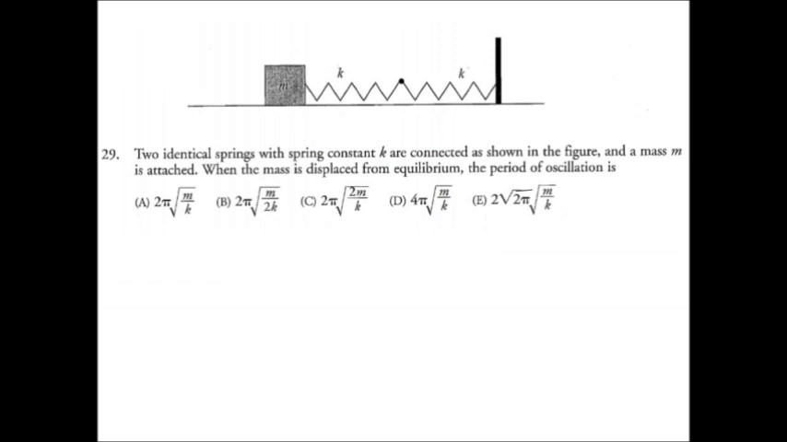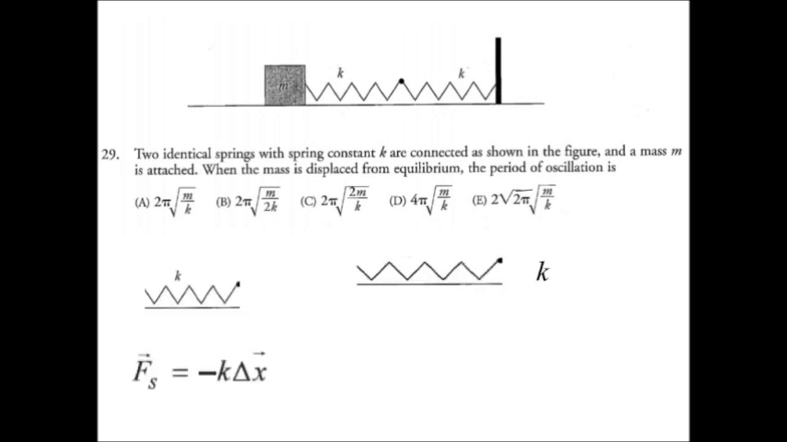Two identical springs with spring constant K are connected as shown in the figure, and a mass m is attached. When the mass is displaced from equilibrium, the period of oscillation, yikes. To answer this, we'll need to focus in on the spring and the spring constant.